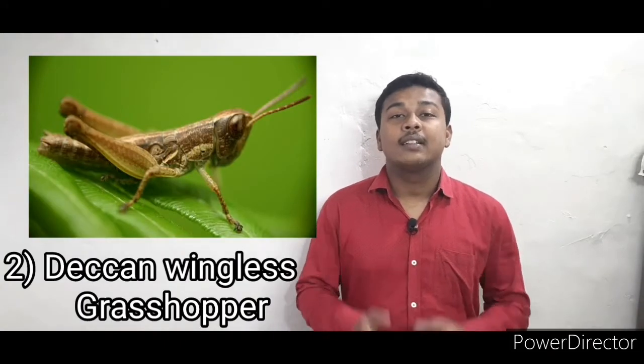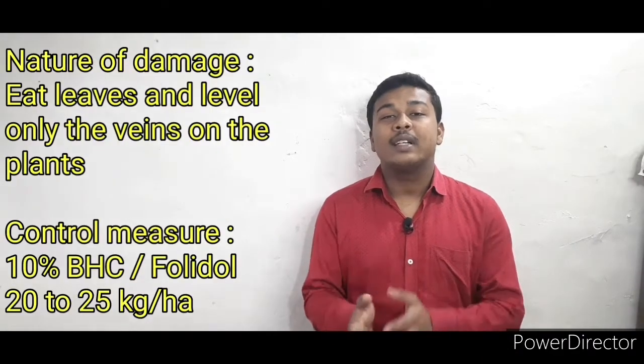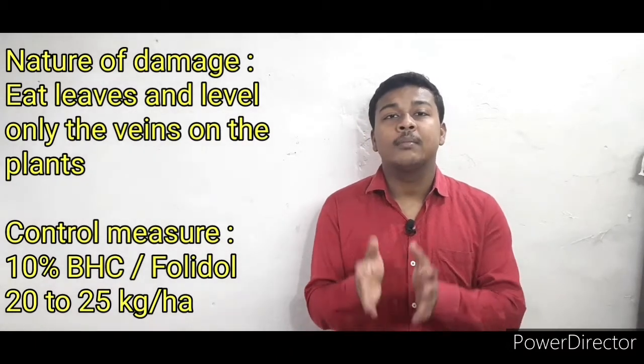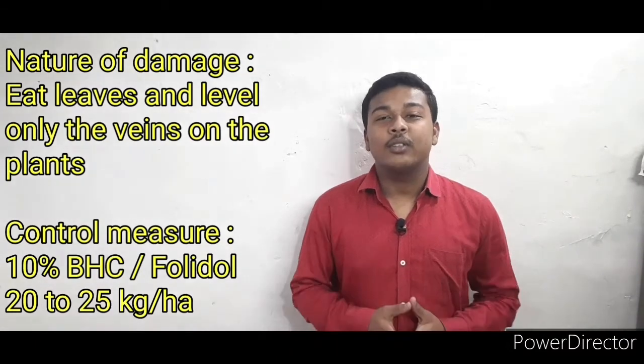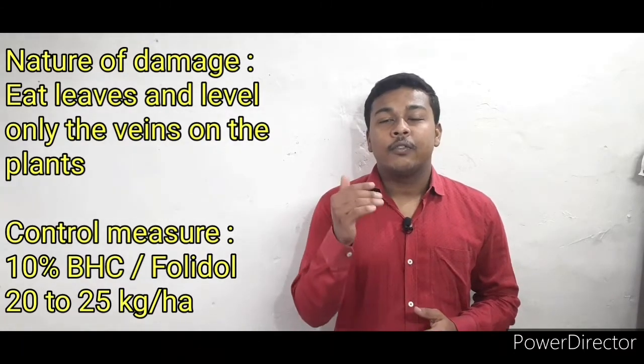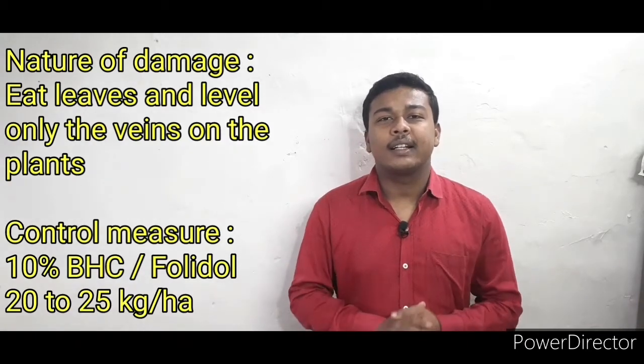Now the next one is Deccan wingless grasshoppers. What they do is, they eat the leaves and leave only the veins on the plants. And to control this, 10% BHC or Folidol at the rate of 20 to 25 kg per hectare.